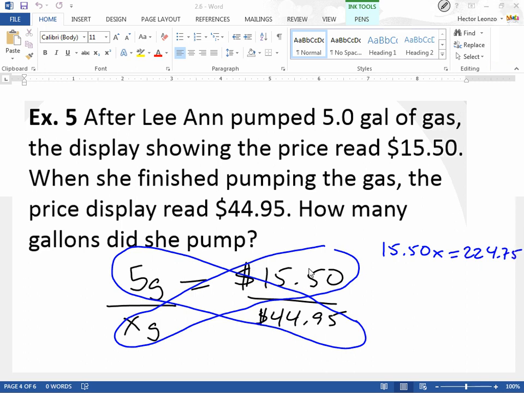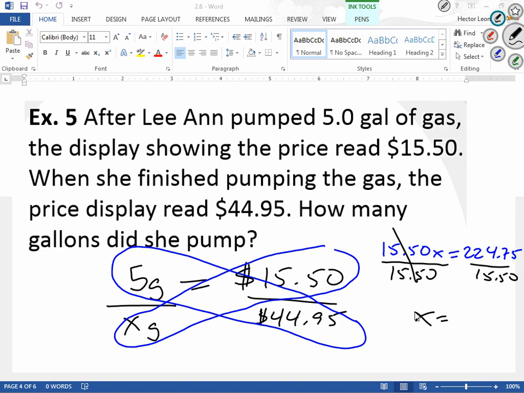Before I continue, I want to highlight that here in my fraction I kept gallons with gallons and dollars with dollars. Now remember I cross multiplied. Now to get the X by itself, I should divide both sides by 15.50, which is the number in front of the X, because that way I get the X by itself.